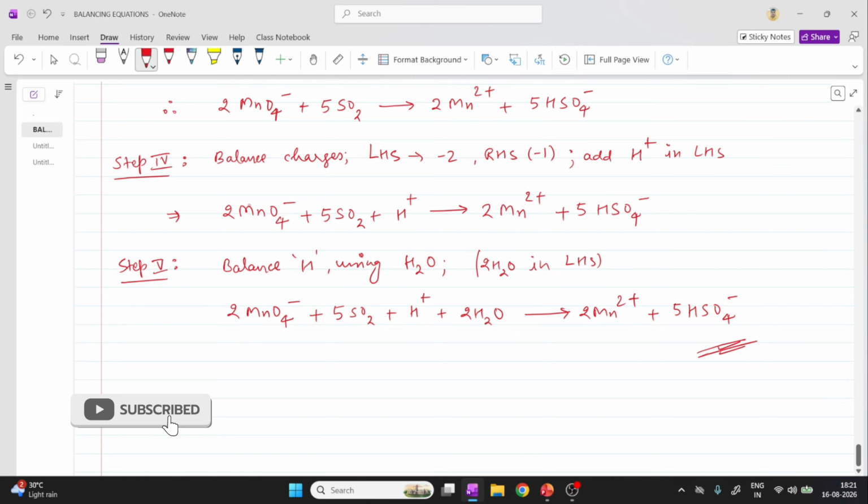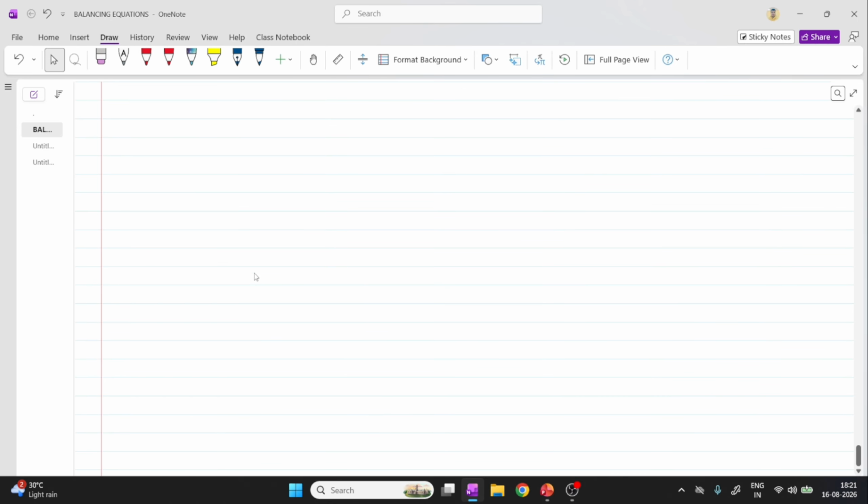That means this is the first question using the oxidation number method. Let us solve one more question. I can take one more question of NCERT. I will take the peroxide one because I think this question is important. So H2O2 plus Fe2+ gives Fe3+ and H2O. So this is the equation I have.